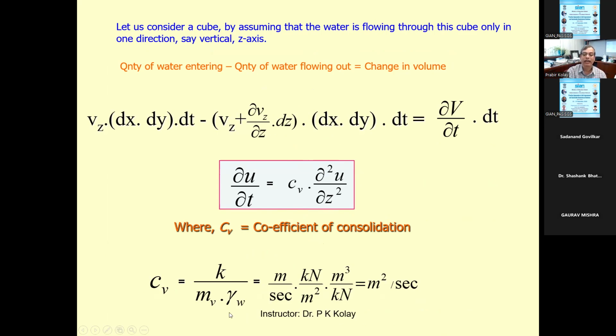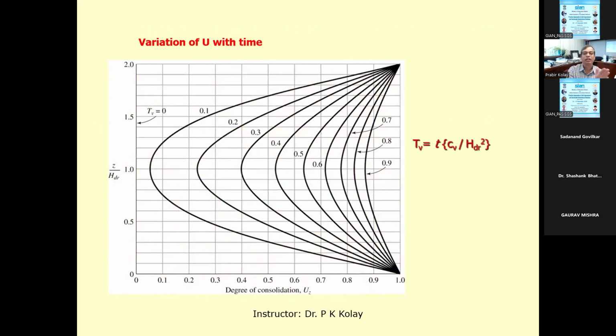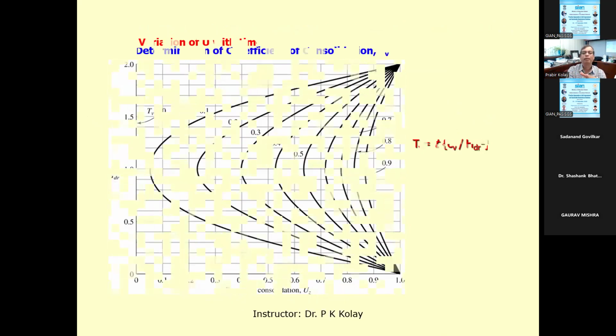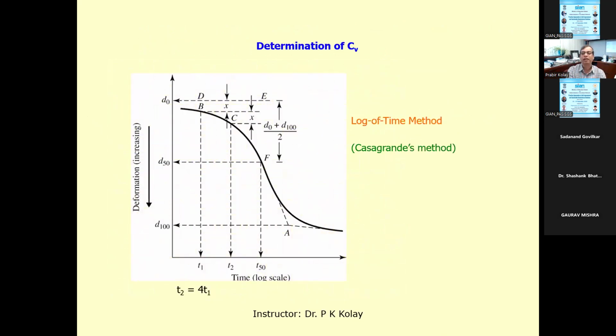Cv is equal to k divided by mv times gamma w. Again, you can easily calculate that Cv, and there are several ways to calculate it. There are two methods, the Casagrande method and Taylor's method. And there are relations between U and time. I'm just going to go through one case over here, the Casagrande method, where you can calculate the value of Cv.